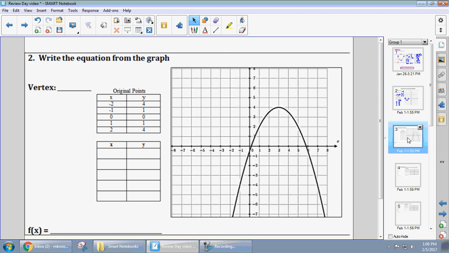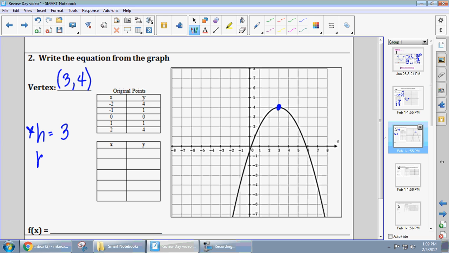Okay, I'm going to do number 2 also with you guys. Okay, it says write the equation from the graph. Let's start by identifying our vertex. Our vertex is 3, 4. So I know that my H is 3 and my K is a positive 4.